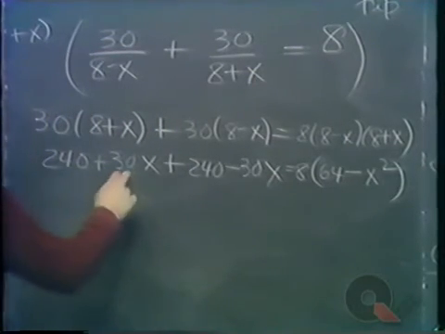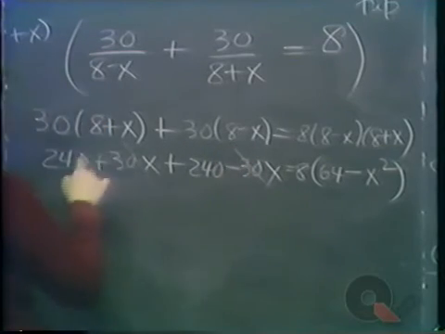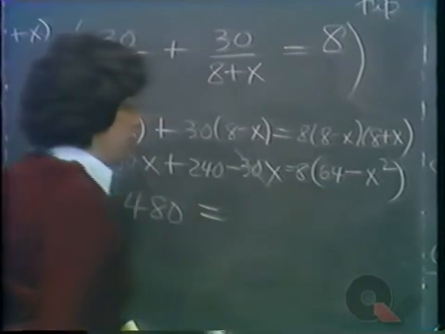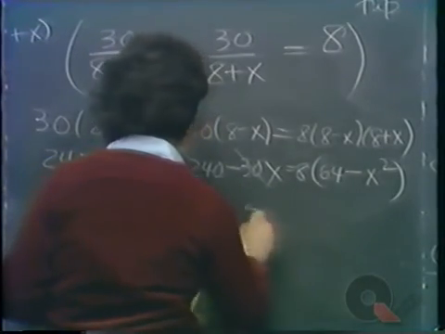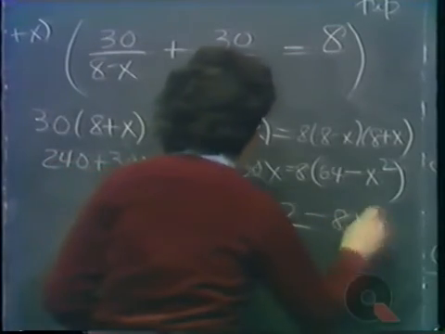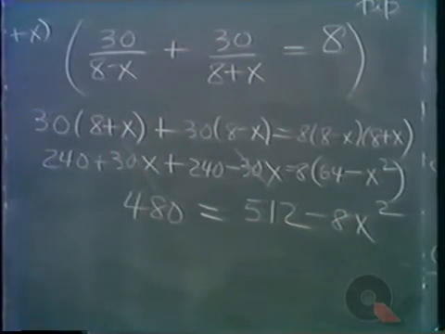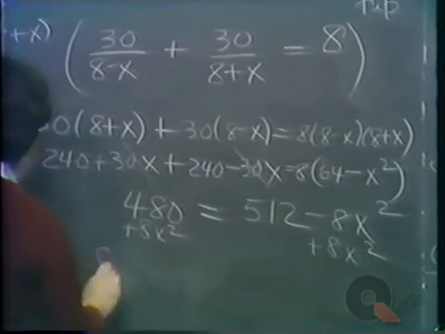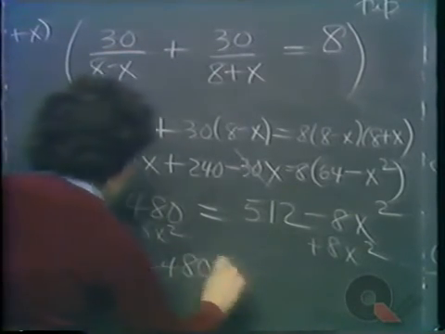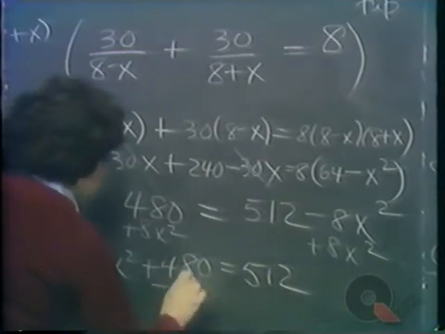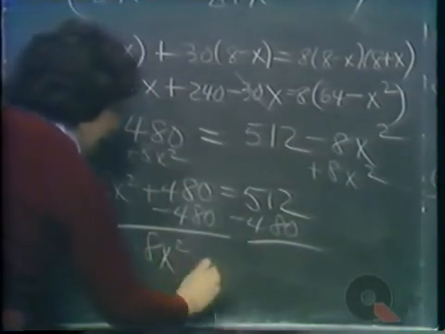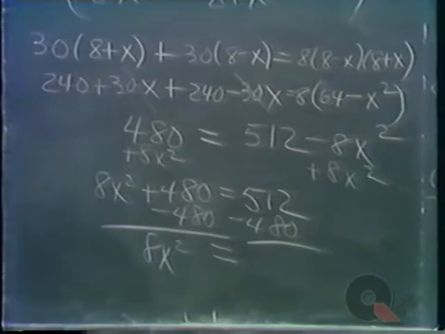All right, on the left side, the 30x and the minus 30x cancel each other out. 240 plus 240 gives us 480. 8 times 64, that gives us 512 minus 8x squared. All right, add 8x squared to both sides of the equation. We get 8x squared plus 480 equals 512. Subtract 480 from both sides of the equation. 8x squared equals 32.